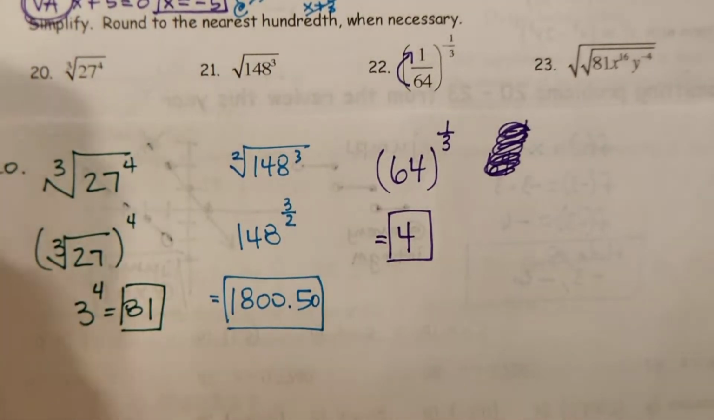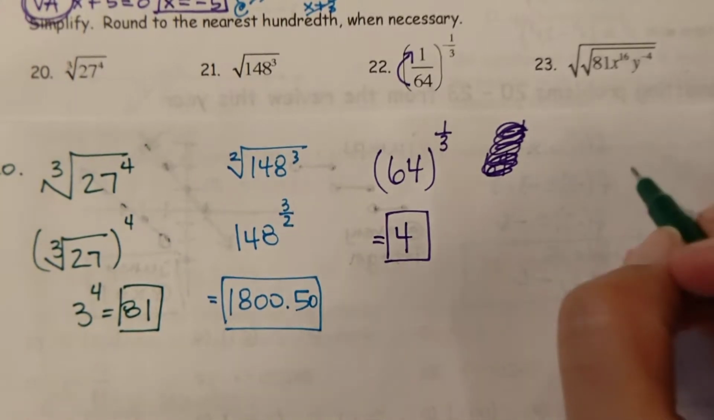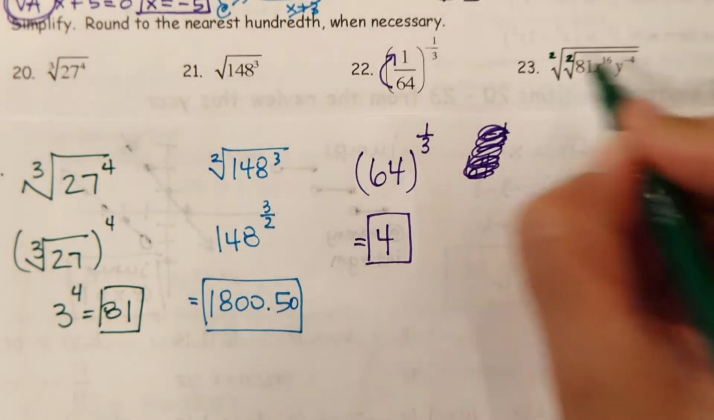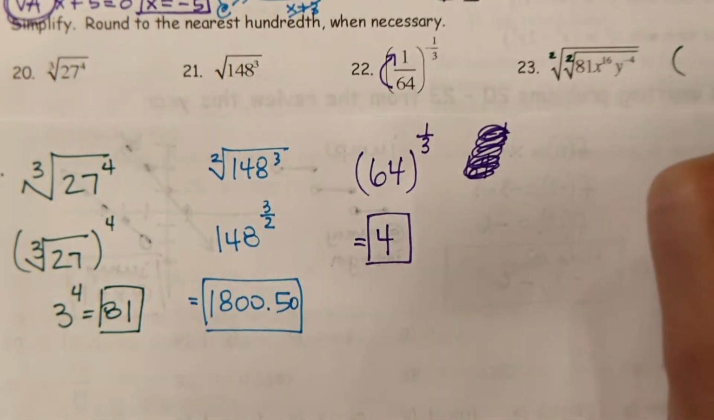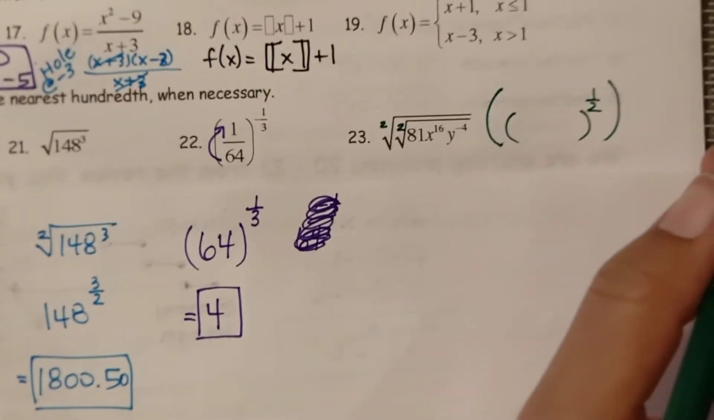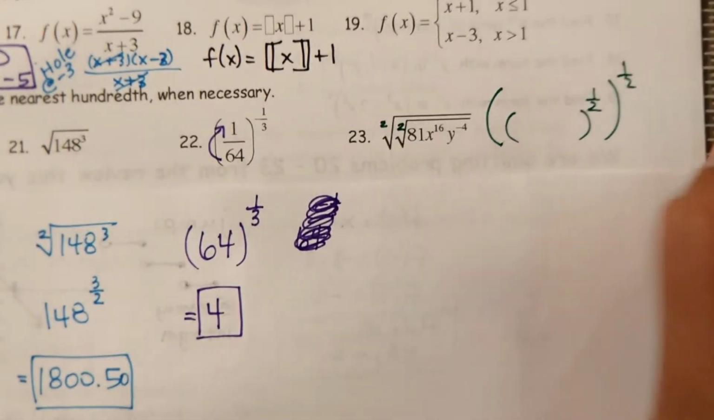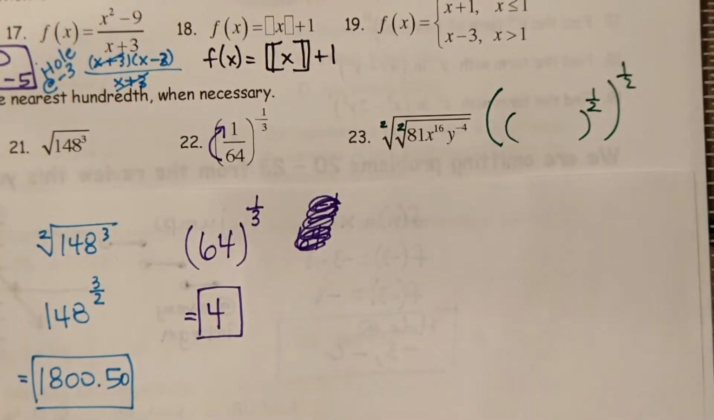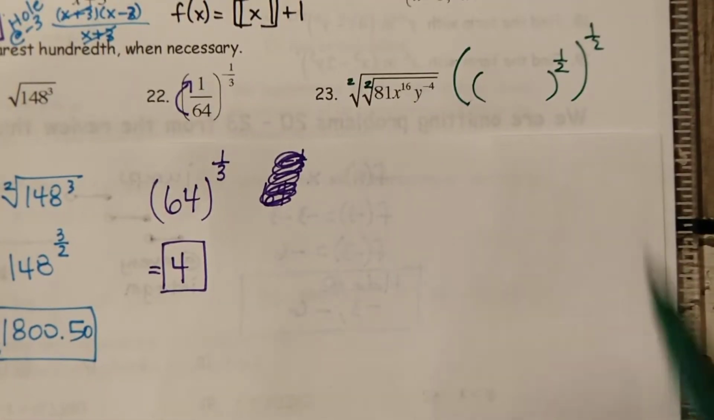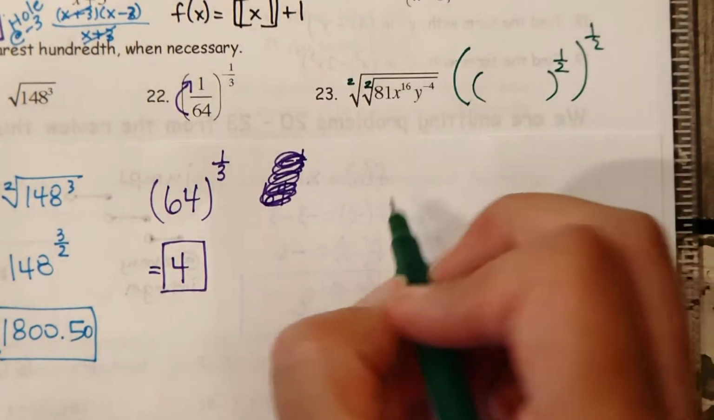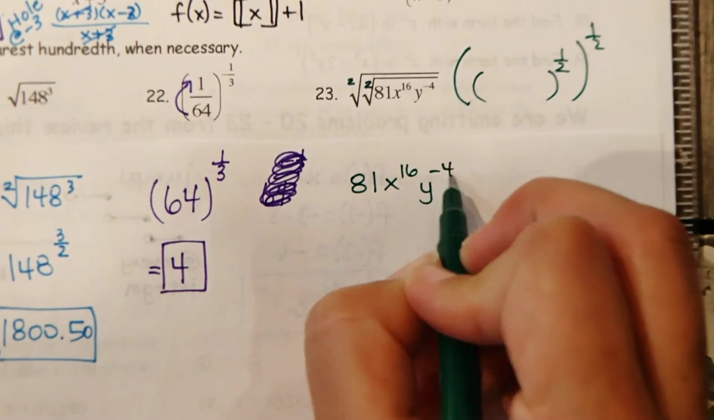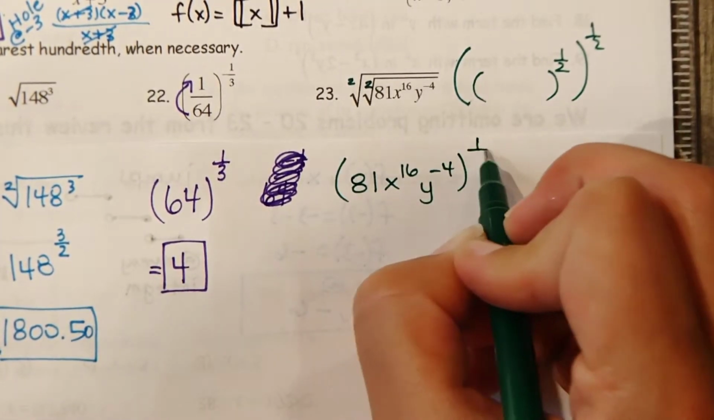All right, and the last one here, number 23. I'm going to rewrite this. We have a squared here and then another squared. So that's going to be like we're putting this whole thing to the 1/2, and then all of that to the 1/2 again, because we're taking two 1/2 powers on it by taking 2 square roots. So I'm going to consolidate this and write it as 81 x to the 16th y to the negative 4, all to the power of 1/4.